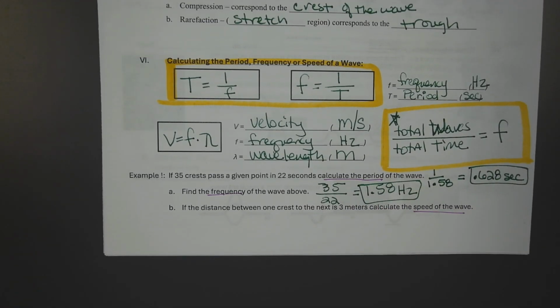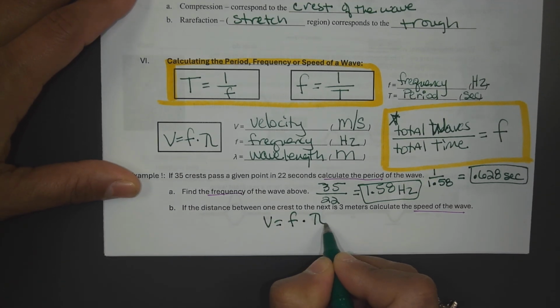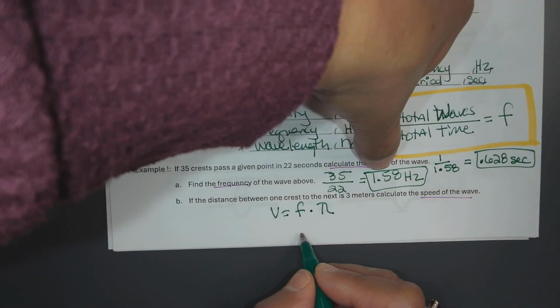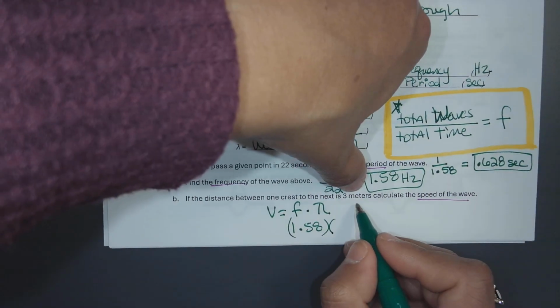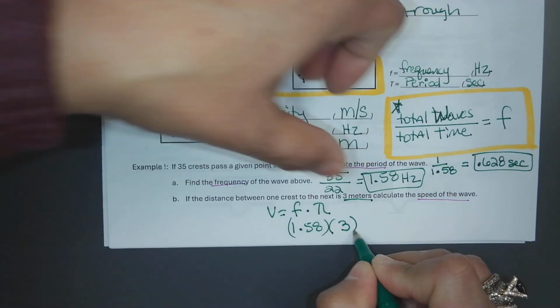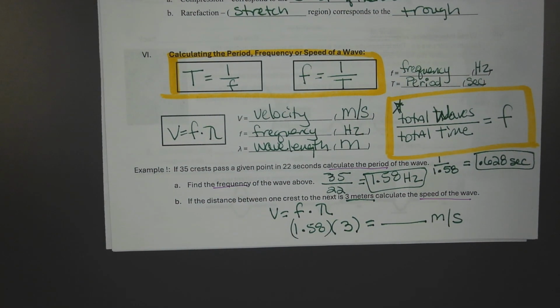Again, this is something we did last semester. Please expect for this to be on the quiz this Friday. And our equation over here for the velocity is frequency times lambda, or 1.58 times 3 meters equals blank meters per second. Okay? So pretty easy cheesy, or hopefully it's going to come back to you soon.